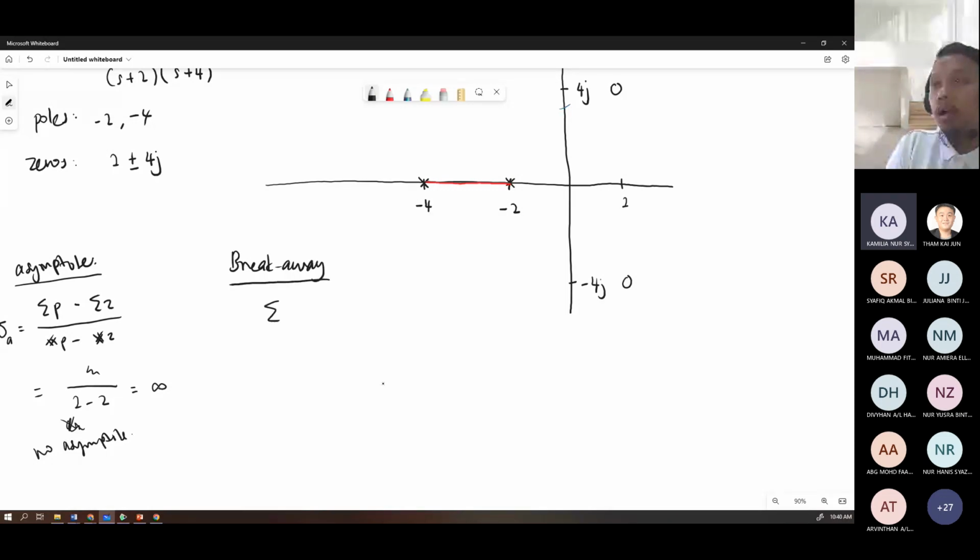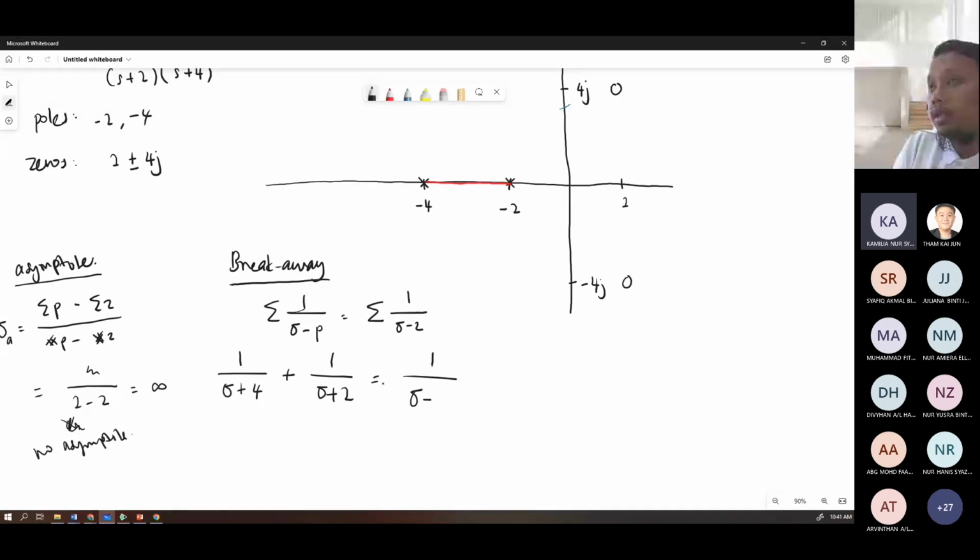Okay, so the formula is 1 over sigma minus poles equals sum of 1 over sigma minus zeros. So we have 1 over sigma plus 4 plus 1 over sigma plus 2 equals 1 over sigma minus 2 minus 4j plus 1 over sigma minus 2 plus 4j.